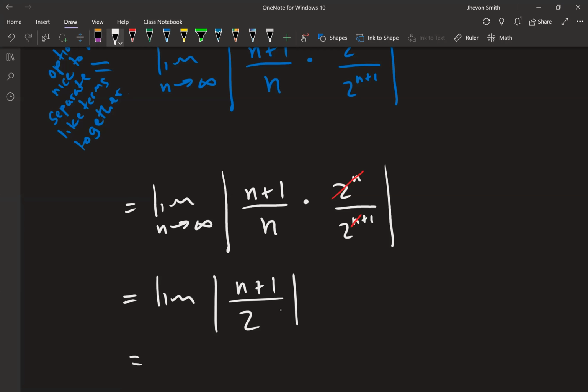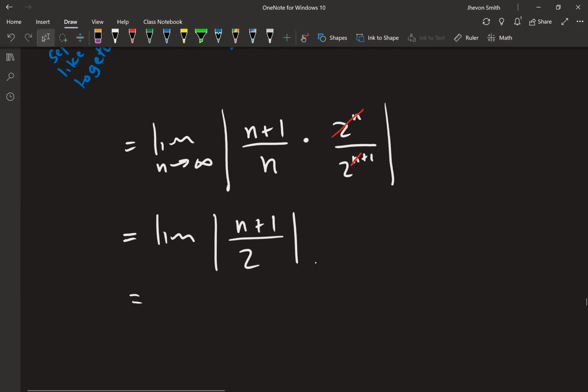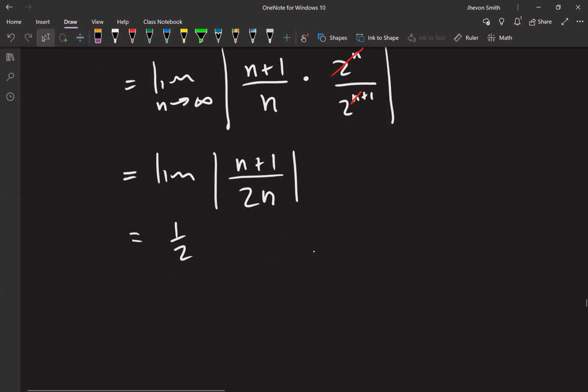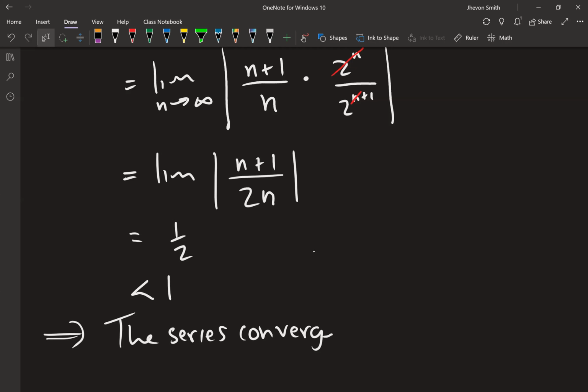And what is that limit? n plus 1 divided by 2n. It's a half, right? The highest power is the same on top and bottom. It's a rational function, so it goes to the ratio of leading coefficients. Now, the nice thing about a half is it's less than 1. So this means the series converges. In fact, the series converges absolutely.